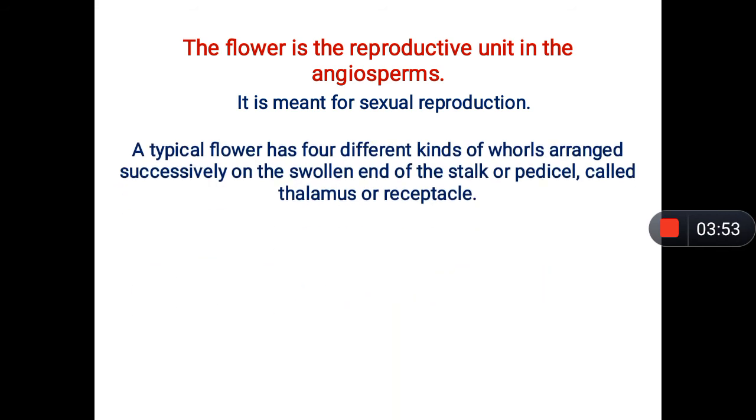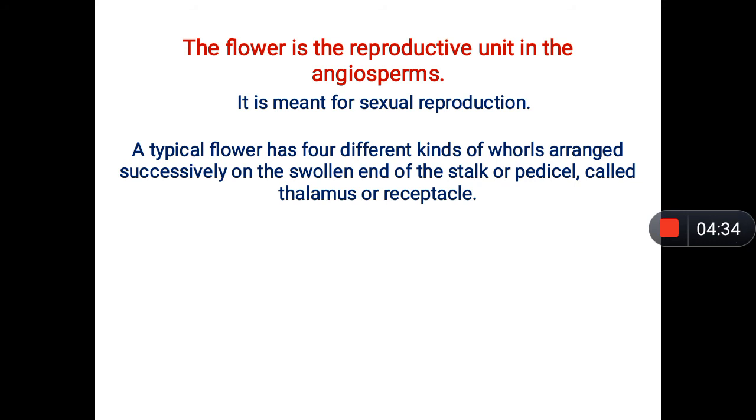A typical flower has 4 different kinds of whorls. Whorls mean nothing but the parts. As they are arranged in a circular manner, adjacent to each other, they are called whorls. They are arranged successively on the swollen end of the stalk or pedicel. It is nothing but the extension of the aerial branch on which the flower grows. That part which is swollen is called thalamus or receptacle.